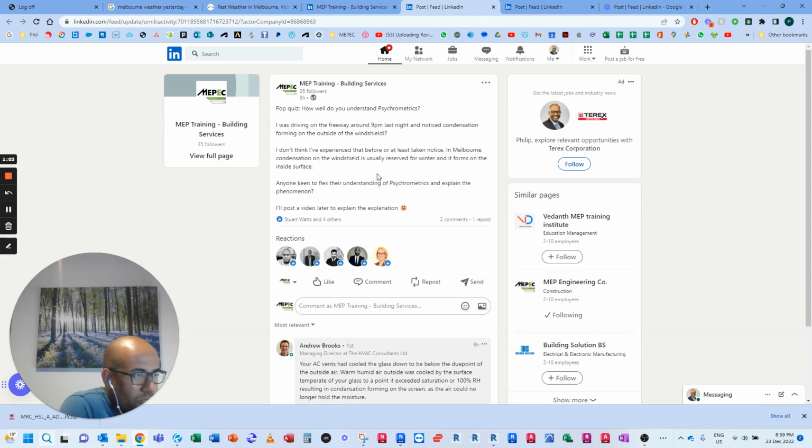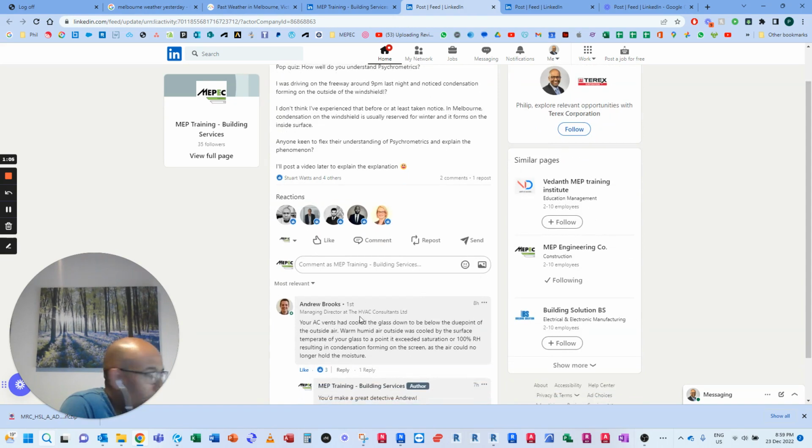I had a couple of good responses. This is the easiest one to access. I'll just read Andrew's response. Your AC vents had cooled the glass down to below the dew point of the outside air. Warm, humid air outside was cooled by the surface temperature of your glass to a point it exceeded saturation or 100% RH, resulting in condensation forming on the screen, as the air could no longer hold the moisture. Yep, and I agree 100%. So let's have a look at the Psych chart and see if we can prove it.